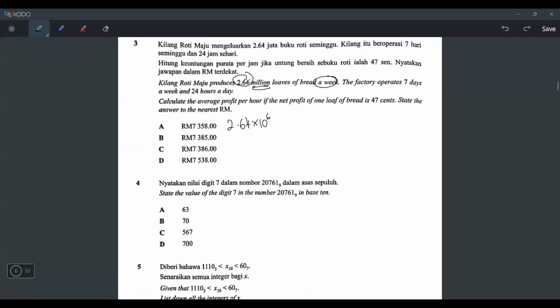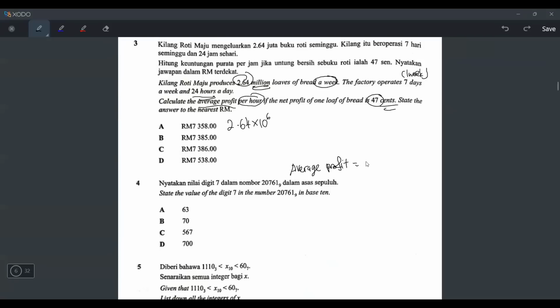So in 7 days a week, this is how much the factory produced. And then they say the factory operates 7 days, means 1 week, and 24 hours a day. So 24 hours a day, all right, I understand. Calculate the average profit. Average profit means your answer will be in RM, because profit means untung, right? So it'll be RM something. So calculate the average profit per hour. If the net profit of 1 loaf of bread is 47 cents, state the answer to the nearest RM.